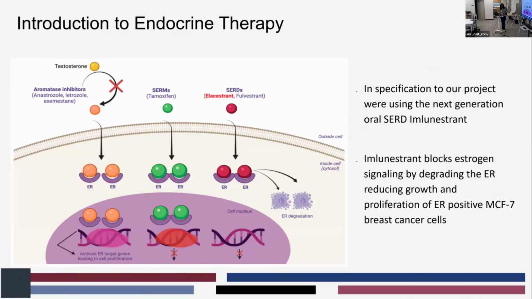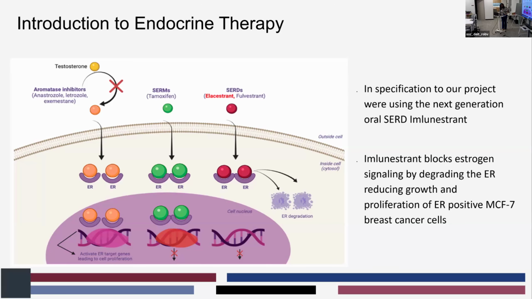So a little background on the three main types of endocrine therapies. We have aromatase inhibitors, SERMs, which are selective estrogen receptor modulators, and SERDs, which are selective estrogen receptor degraders. Aromatase inhibitors are drugs that block estrogen production. Aromatase is the enzyme that converts androgens into estrogen, and by inhibiting aromatase, much less estrogen is produced, and with less estrogen available, fewer estrogen receptors become activated.